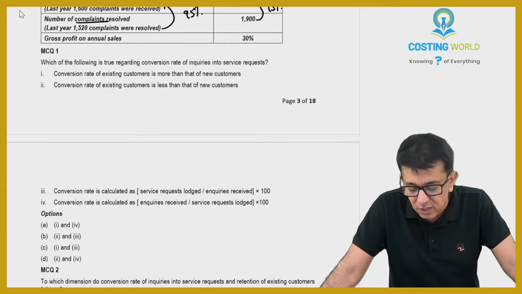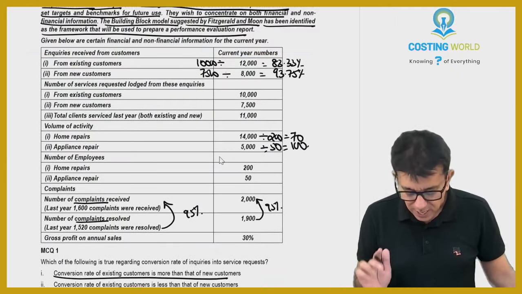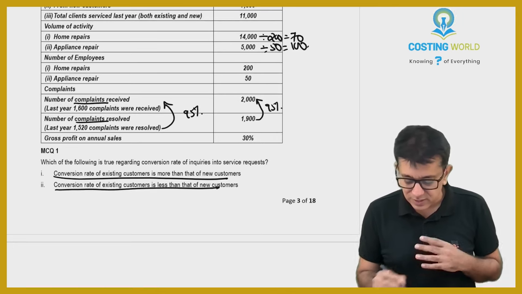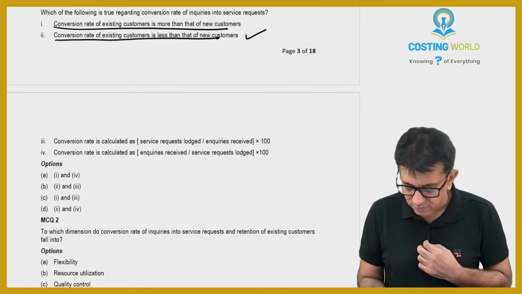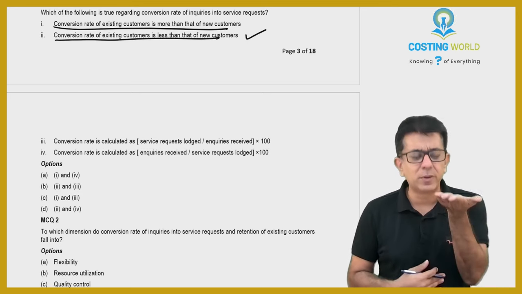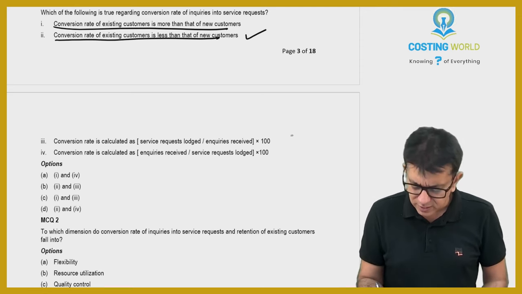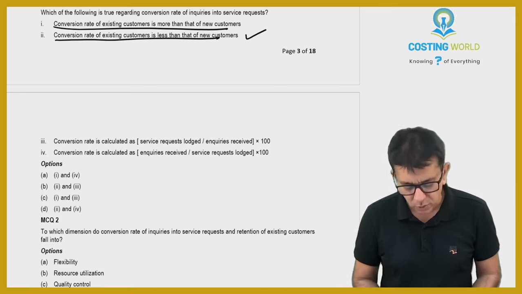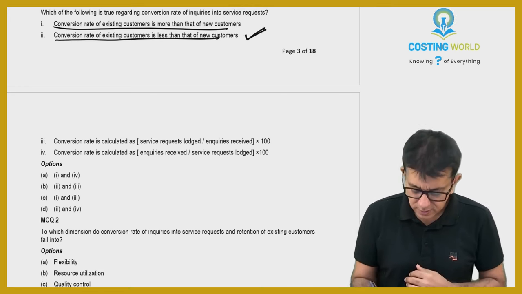Which of the following is true regarding conversion rate of inquiries into service requests? Conversion rate of existing customers is more than that of new customers. I don't think so. The conversion rate of existing customers is lesser than that of new customers, so this is correct. Further, conversion rate is calculated as service requests launched divided by inquiries received into 100, or the reciprocal, inquiries received upon service requests launched into 100. Conversion rate is how many inquiries came and how many got converted into orders, so it will be the first part. So this particular thing is correct. This is not correct. Out of the four options, the ones that were correct were two and three.